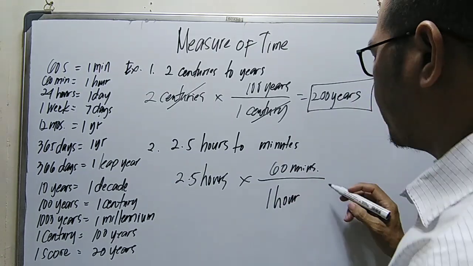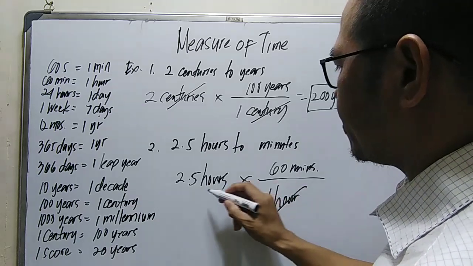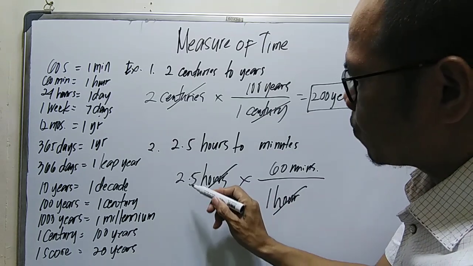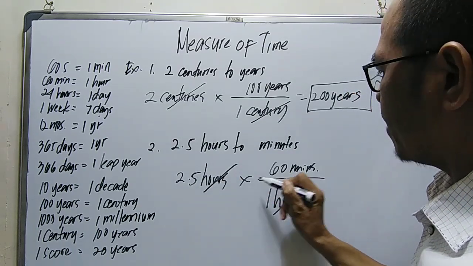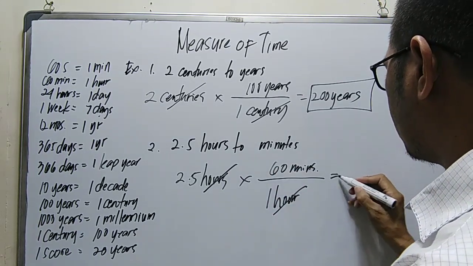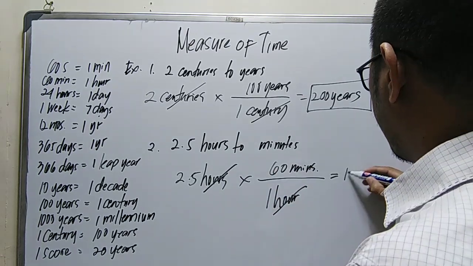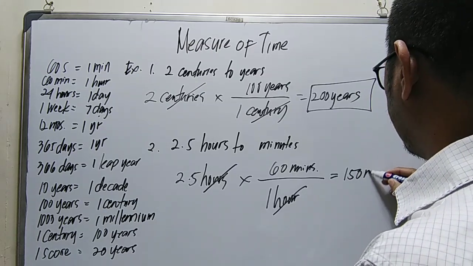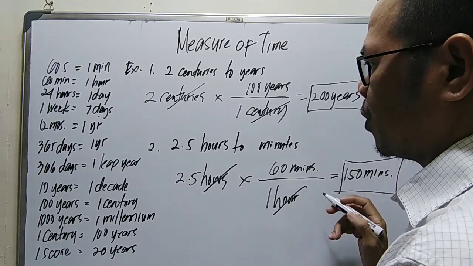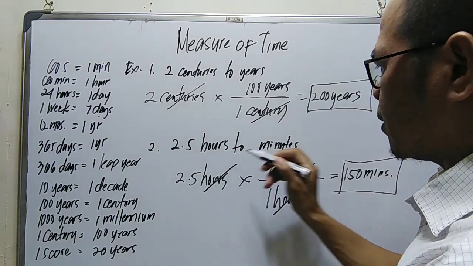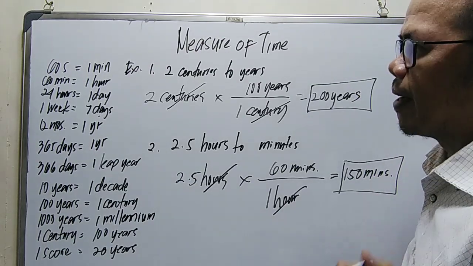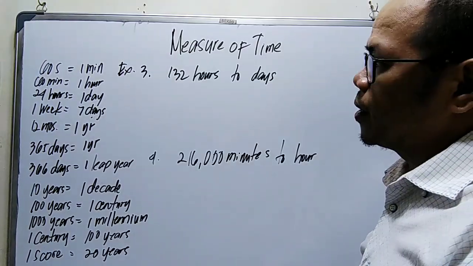Okay, ngayon, i-cancel natin yung hour at saka si hour, at i-multiply natin si 2.5 times 60. So, 2.5 times 60, that is equal to 150 minutes. Okay. So, this is your final answer sa ating example number 2. 2.5 hours is equal to 150 minutes. Okay, let's proceed to another example. So, let's proceed to number 3 example.